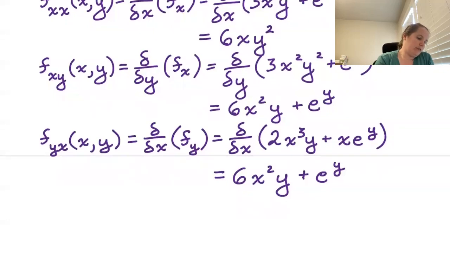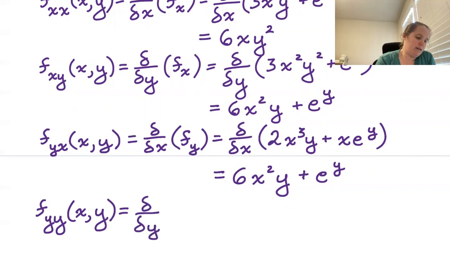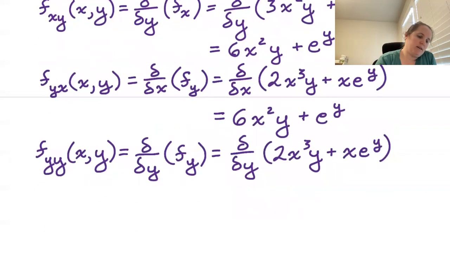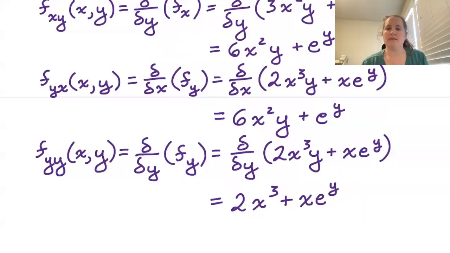And then finally, if we take the second partial with respect to y and evaluate it at x y, we're looking at the partial derivative with respect to y of f_y, or the partial derivative with respect to y of 2x cubed y plus x e to the y. And this becomes 2x cubed plus x e to the y if we're treating x as a constant.